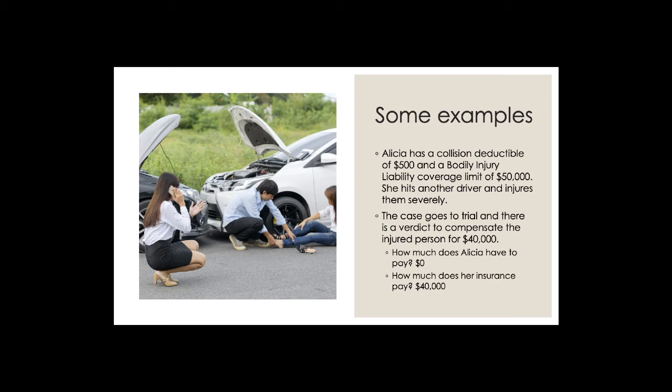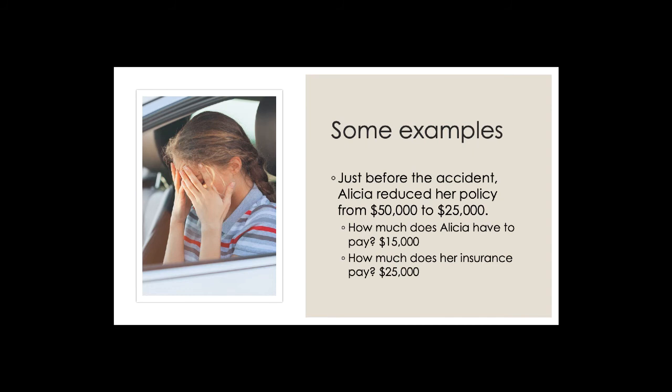Now, let's alter that a little bit. Let's say the same thing happens, but just before the accident, Alicia reduced her policy. The liability coverage was $50,000, but in order to save some money, she lowered it to a bare $25,000. That would mean Alicia has to come out of pocket for $15,000, and her insurance company is only going to cover the limit of the coverage, which is 25 grand. So you can see what's involved from that last example, right?